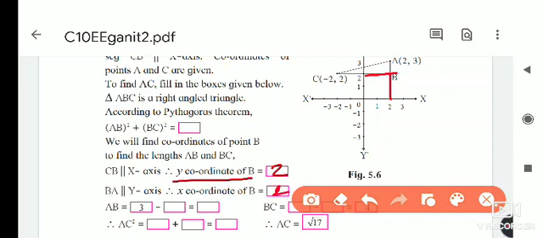So the distance of AB. The line is parallel to which axis? It is parallel to the y-axis. So how are we finding the distance between them? That is y2 minus y1. So here 3 and 2. Okay, 3 minus 2 is equal to how much? 1. Now next we have to find BC. So BC is parallel to this. I will write it again. Wait.